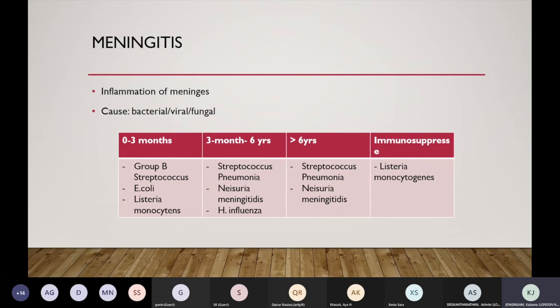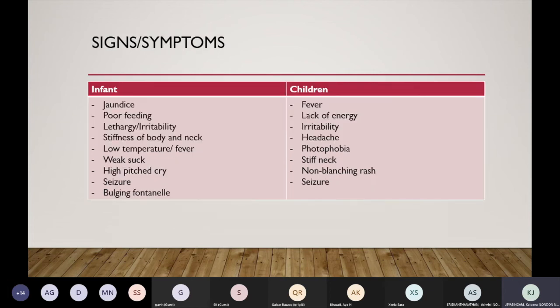If they're less than 3 months, the commonest causes are Group B strep, E. coli, and Listeria. 3 months to 6 years, it's Streptococcus pneumoniae, Neisseria meningitidis, and H. influenzae. Again, H. influenzae is very rare now with the immunization. If they're more than 6 years old, the same bugs that cause it in adults: Streptococcus pneumoniae and Neisseria meningitidis. If they're immunosuppressed, the commonest organism is Listeria monocytogenes.